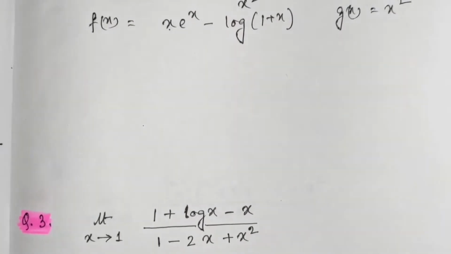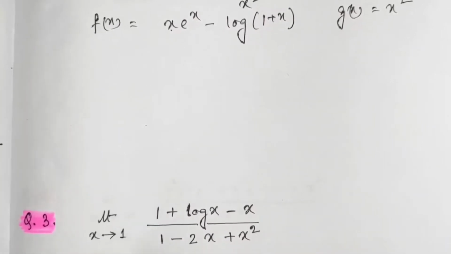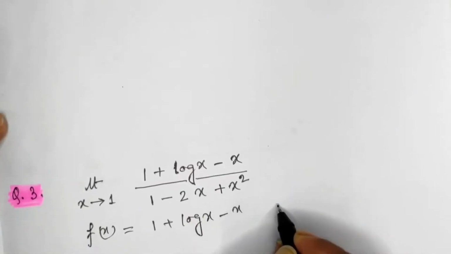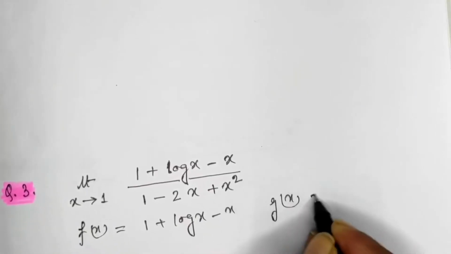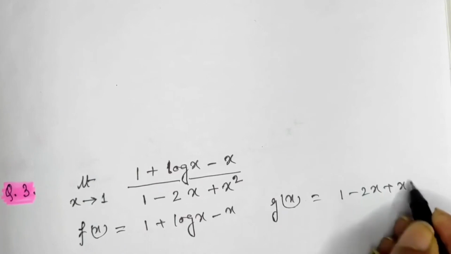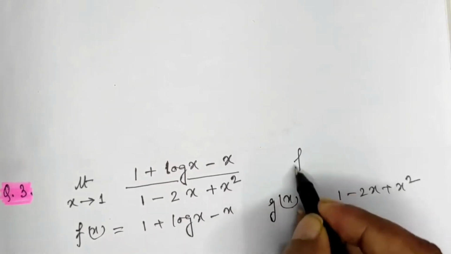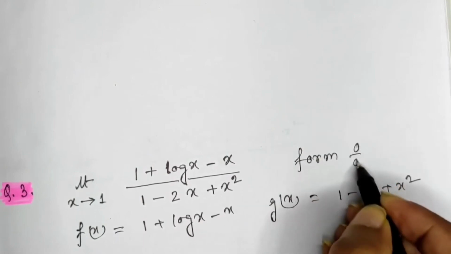Now one more example. Here the limit x tends to 1 is given, where f(x) equals 1 plus log x minus x, and g(x) equals 1 minus 2x plus x squared. Just have a look: when we substitute x equals 1, the numerator is 0 and the denominator is also 0. So this is also in the form of 0 by 0.